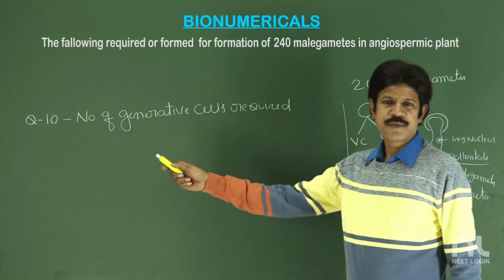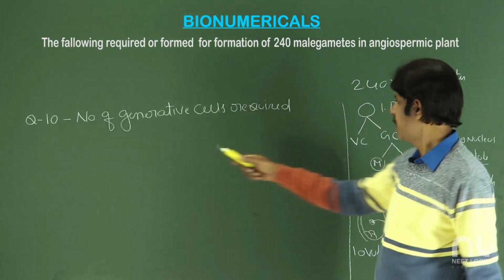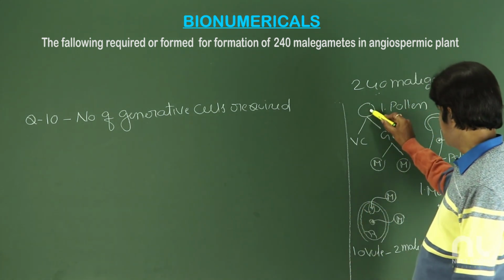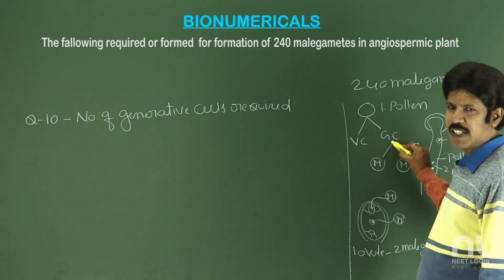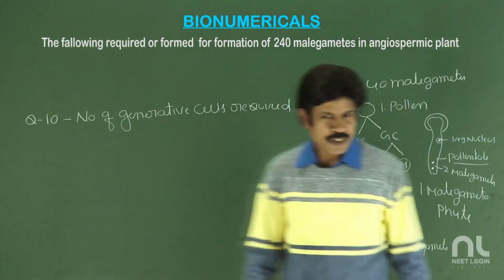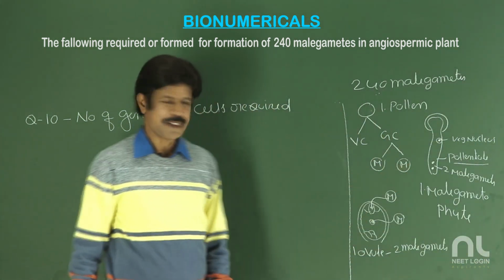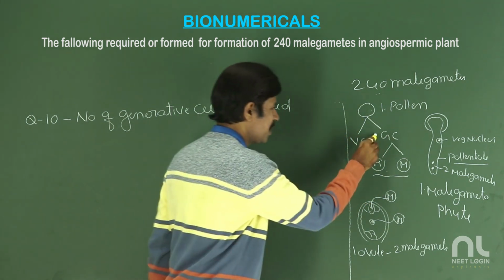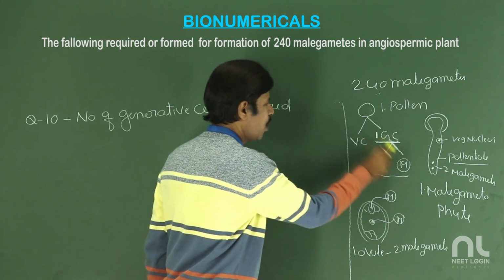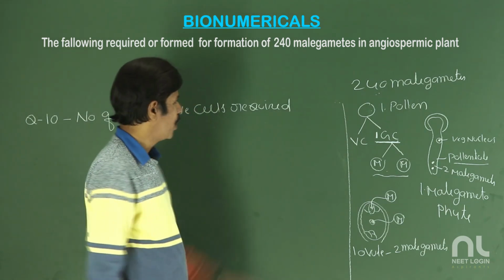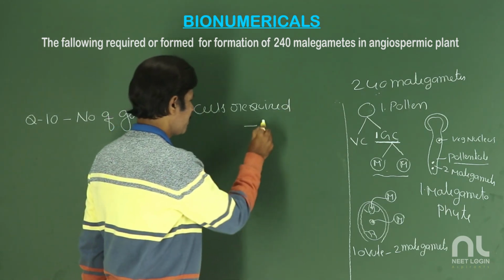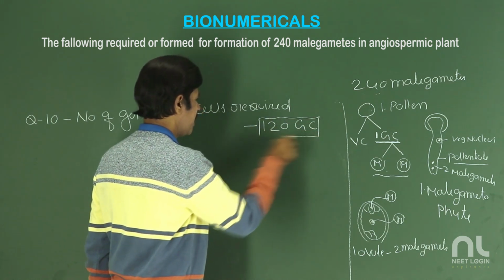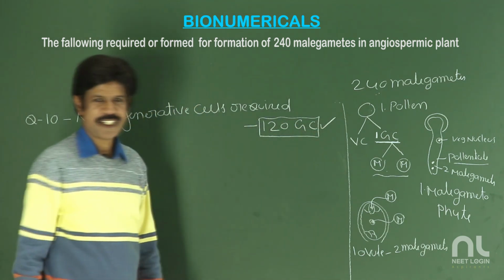Number of generative cells required for formation of 240 male gametes. One pollen grain divides to form a vegetative cell and a generative cell. The generative cell divides to form 2 male gametes. So, for 2 male gametes, how many generative cells? 1 generative cell. So for 240 male gametes, 120 generative cells are required.